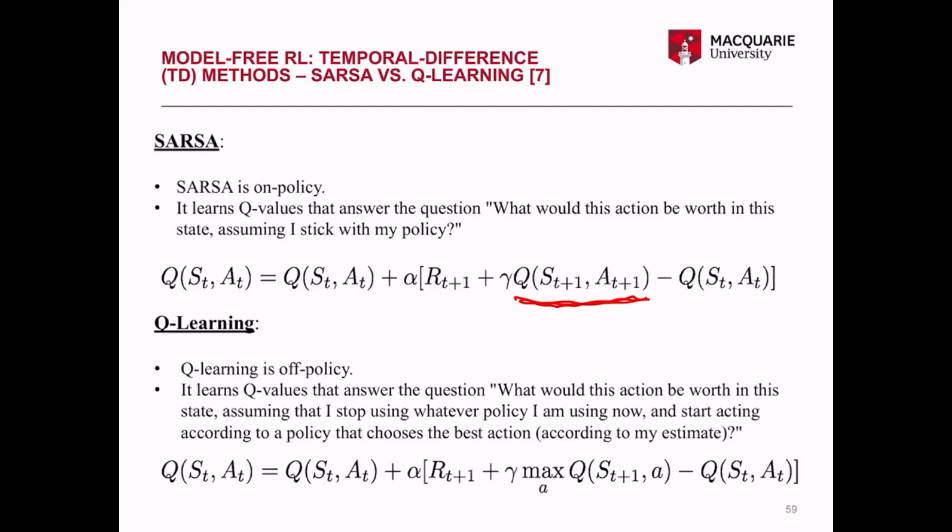And the question it's answering is: what would this action be worth in this case, assuming that I stop using whatever policy I'm using now, and start acting according to a policy that chooses the best action according to my estimate? So it's not completely irrelevant to our current policy, but it's kind of saying, let's say I'm following the best of myself from now on. And that's how it's updating itself.